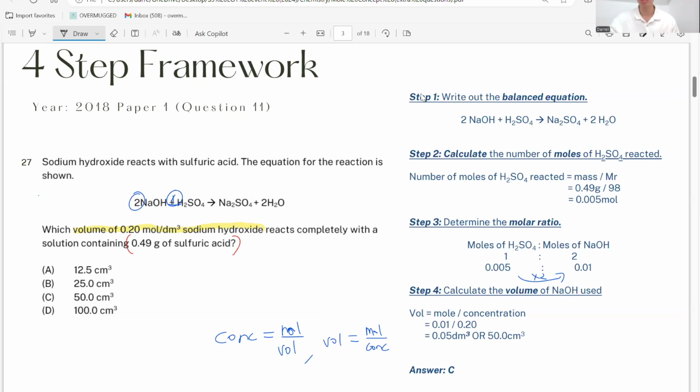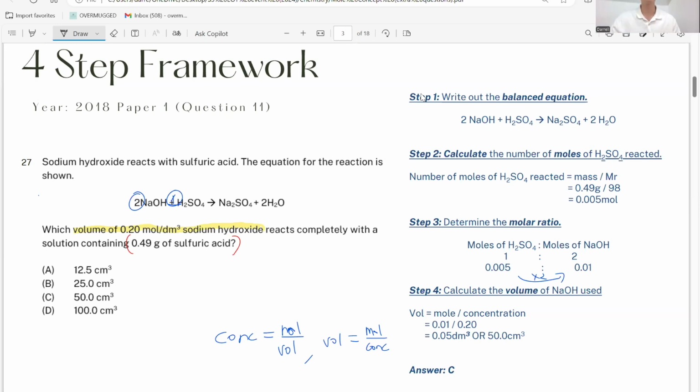So over here, H2SO4 is 1. I'll need twice as much sodium hydroxide. This means that if for H2SO4 I use 0.005, I'll need twice as much alkali, which is why I times 2 to get 0.01. This 0.01 is the number of moles of sodium hydroxide that reacted. But is the question asking me for the number of moles of sodium hydroxide? No, right? Can we take a look at the question? What is it asking for? It's asking for the volume.